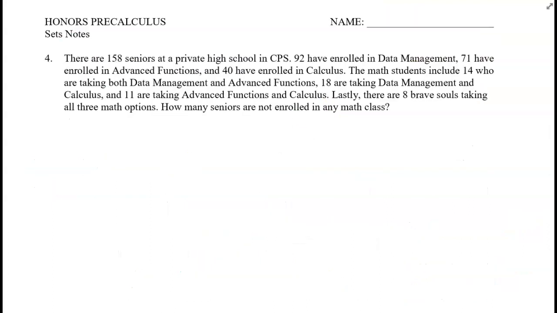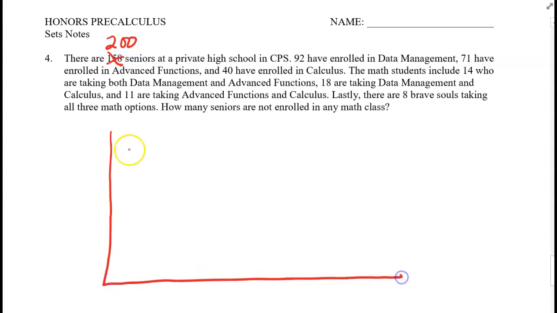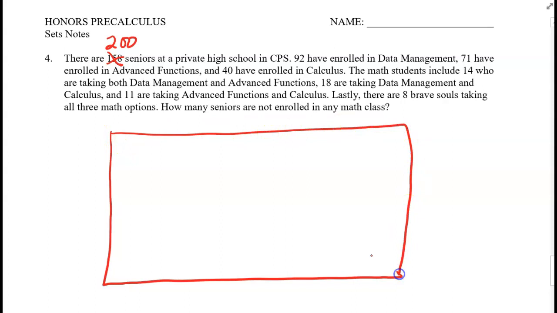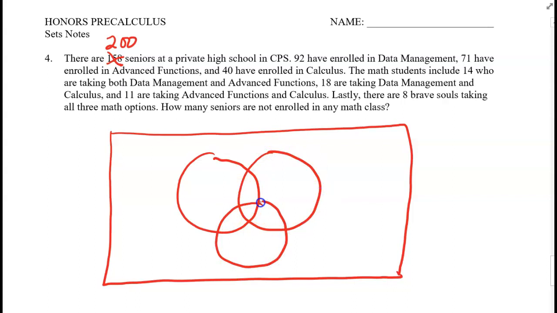So let's take a look at problem number 4. There is a typo that we need to fix, so please cross off the 158 and make that 200. At this point, I would like you to pause the screen and figure out this problem. And when you draw your Venn diagrams, just so we have the same Venn diagram, let's label our Venn diagrams data on the left, advanced functions on the right, and calculus at the bottom. So go ahead and pause the screen, figure out this problem, and then come back and I'll have the solution on the screen.